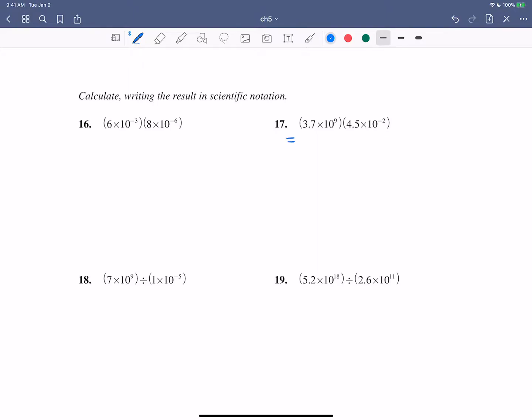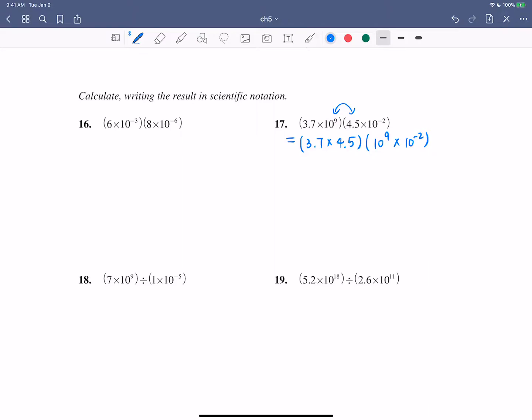To multiply scientific notations, it's recommended that you separate the numbers from the powers of ten. By the commutative property of multiplication, if we reorder the numbers that we multiply, we don't change the result. So I'm going to switch the order of these two numbers and rewrite them as 3.7 times 4.5 times 10 to the 9th times 10 to the negative 2. Notice that I also group the new order. That's by the associative property of multiplication. And then we are ready to multiply.